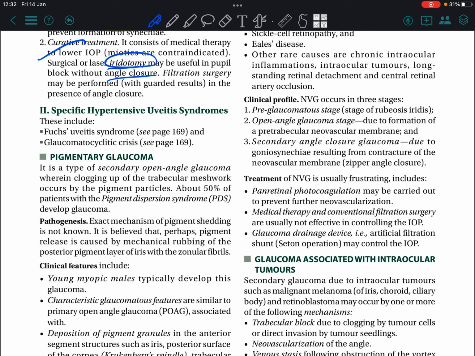Specific hypertensive uveitis syndromes: Fuchs uveitis, glaucomatocyclitic crisis, pigmentary glaucoma.